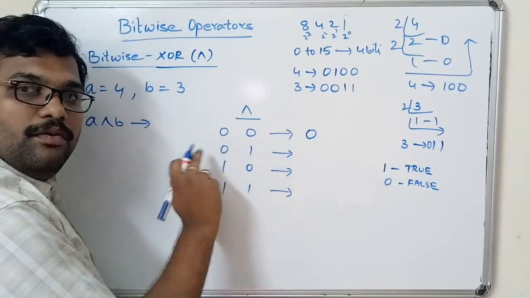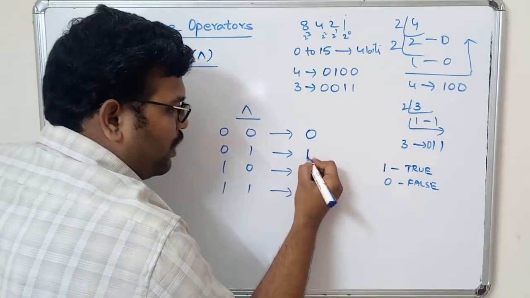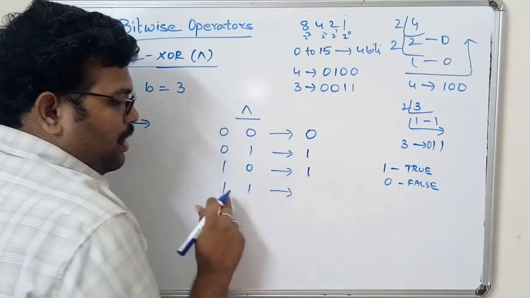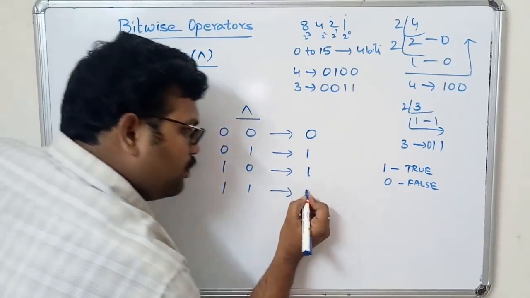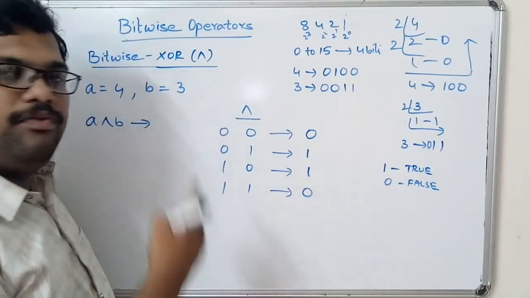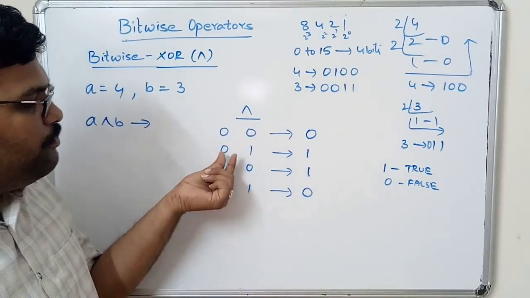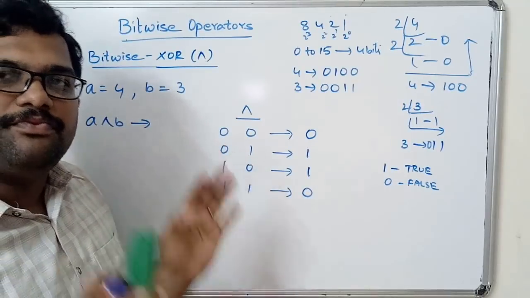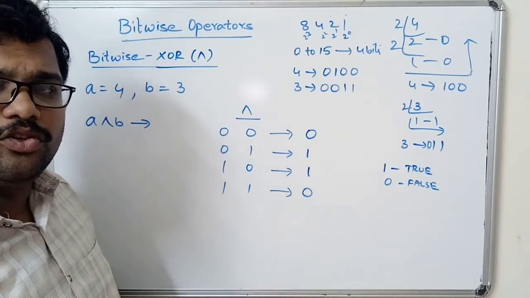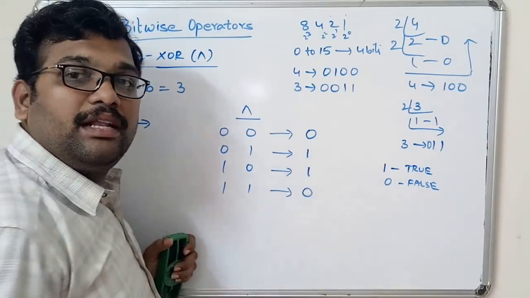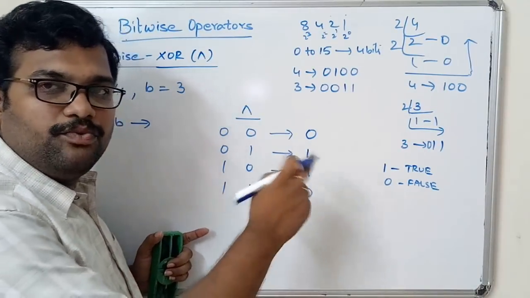So 2 variations, that means 1. Again one is true, another one is false, again 1. Both are true. Even though both are true, the resultant will be 0 for XOR operation. So the only rule is one must be true and another one must be false. So 2 combinations must be there. So for that resultant only we will get the result as true, that means 1.